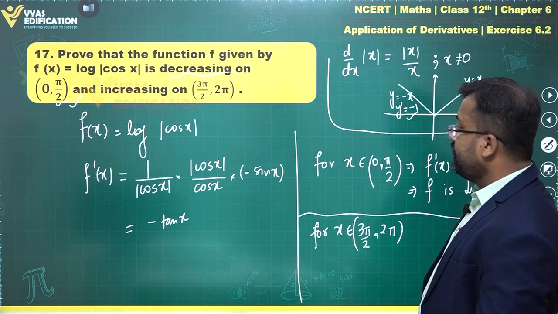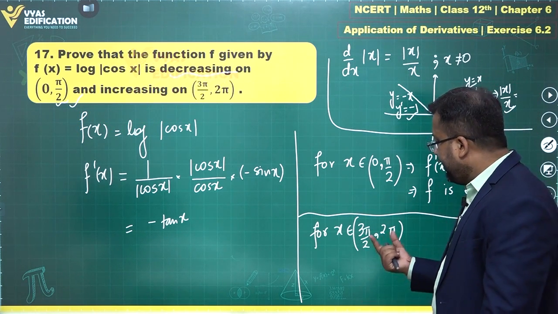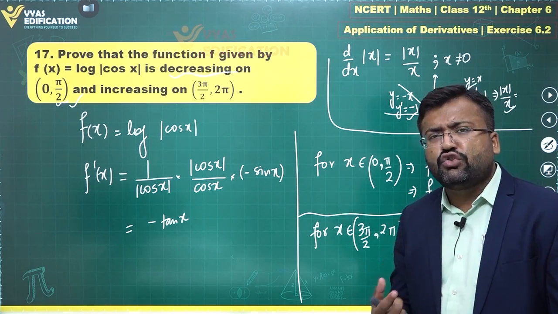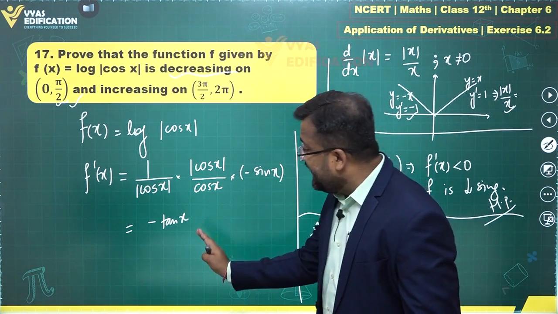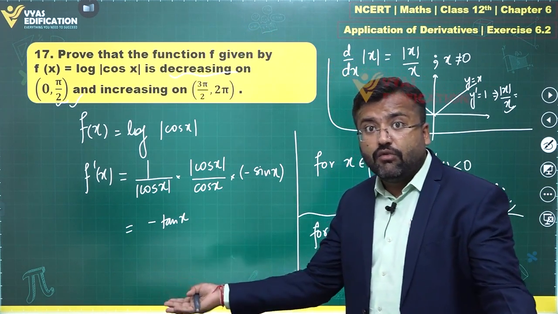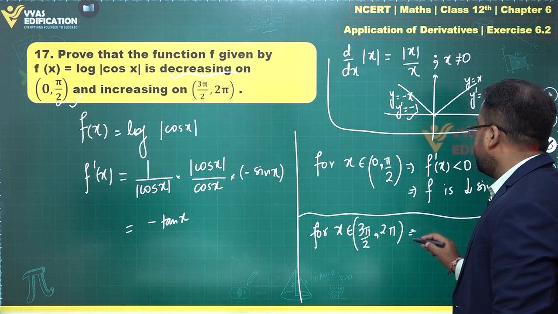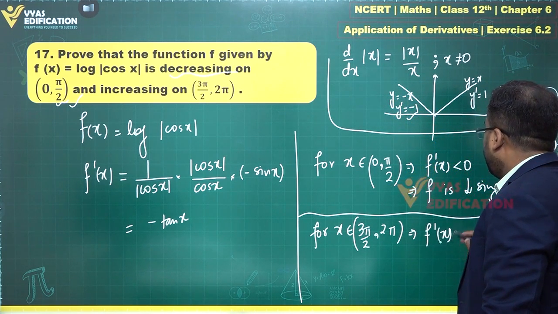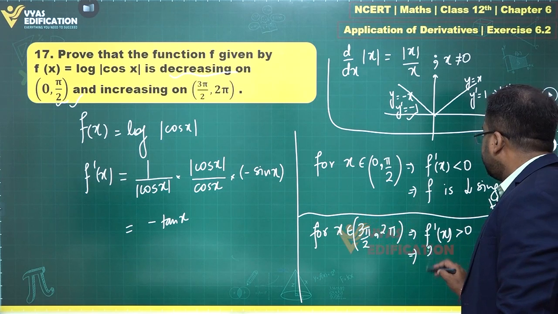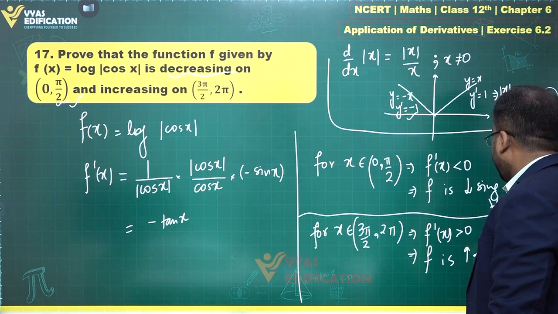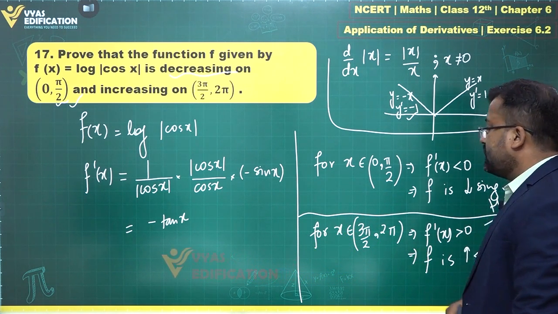For x belonging to this interval, what do we have? In (3π/2, 2π), this is the fourth quadrant. tan x is negative, but minus tan x will be positive. This tells me f'(x) will be greater than 0, implies f is increasing in this interval.